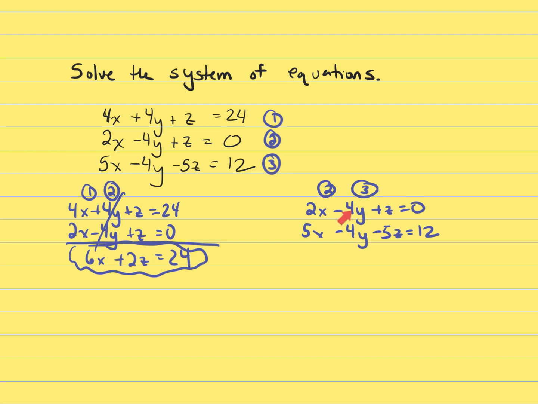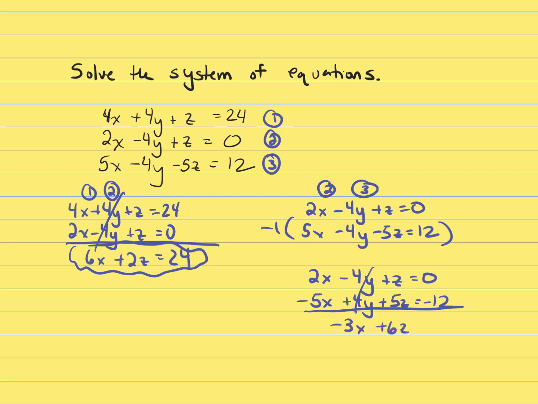So we have negative 4y and negative 4y. Those are not opposite. So I'm just going to multiply. Maybe I'll multiply the bottom by negative 1. You can multiply the top by negative 1 as well. It doesn't matter. So I'll get 2x minus 4y plus z equals 0. That's the original. And then I'll multiply by negative 1. So negative 5x plus 4y plus 5z equals negative 12. So now I add those together. The y's will eliminate. Negative 3x plus 6z equals negative 12. So now I've eliminated the same variable from 2 sets of equations.